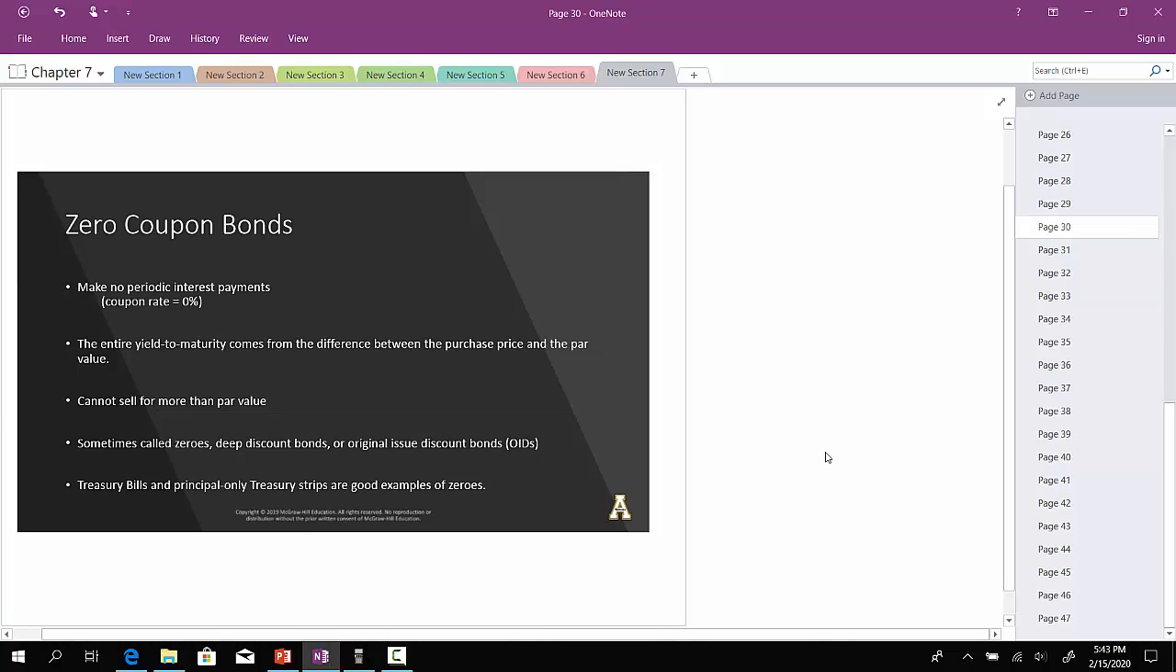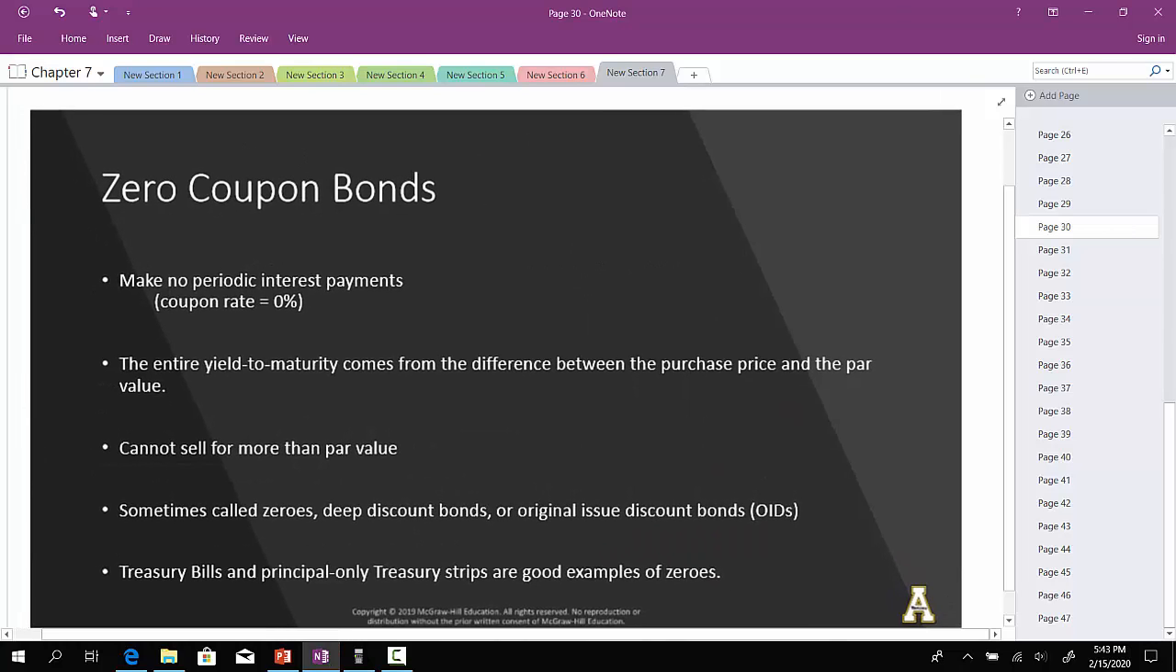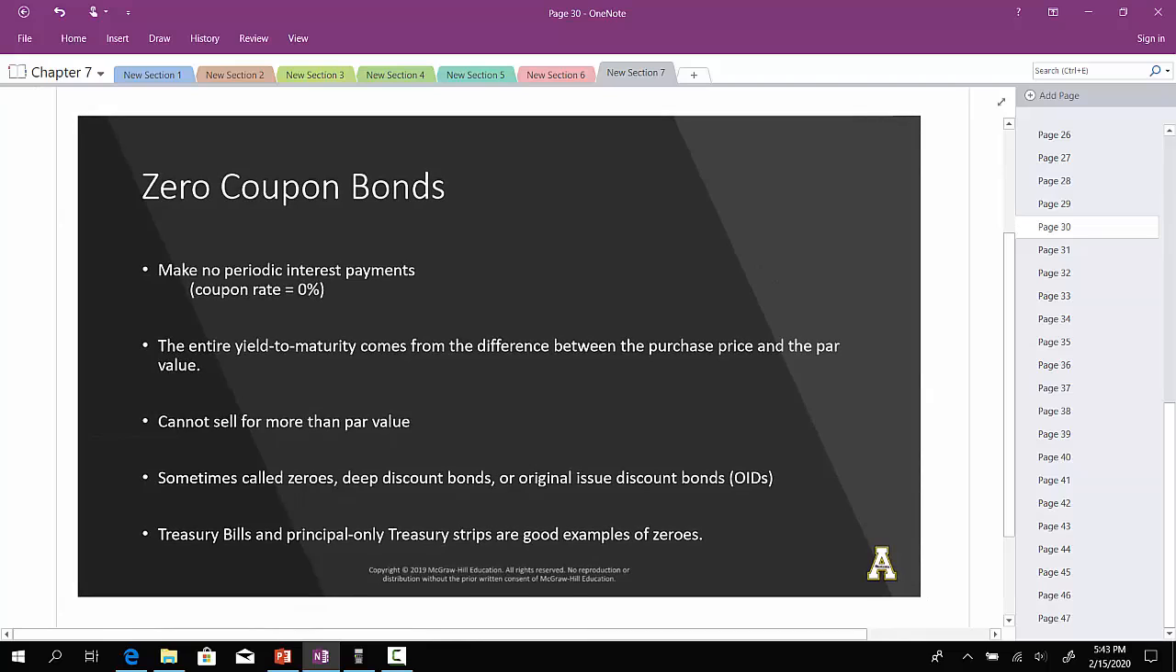Okay, the next thing that we need to talk about with regards to bonds are some different types of bonds that exist out there. There is what's called a zero coupon bond. These bonds make no periodic interest payments, hence the coupon rate is zero. So you're probably asking yourself, if I'm going to buy a bond and it's zero coupon, I don't receive any type of coupon interest, why would I buy this bond? Well, when it comes to a zero coupon bond, these are going to sell at a huge discount.